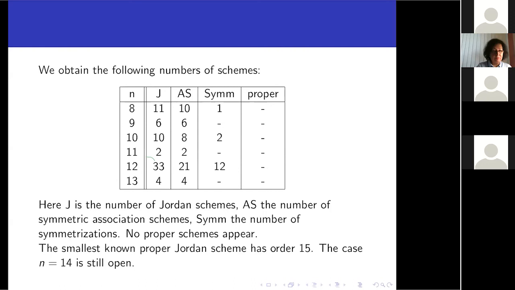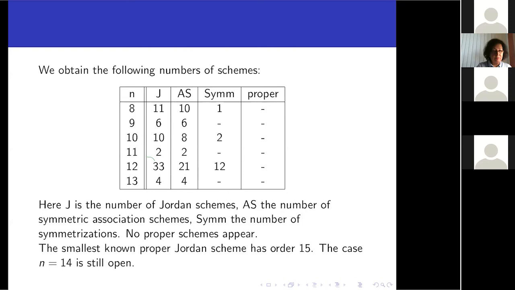We know there is an example on 15 points, and the computation has not yet finished for the case n equals 14, but so far I have not seen any examples there either. So that is a bit the anticlimactic conclusion here.